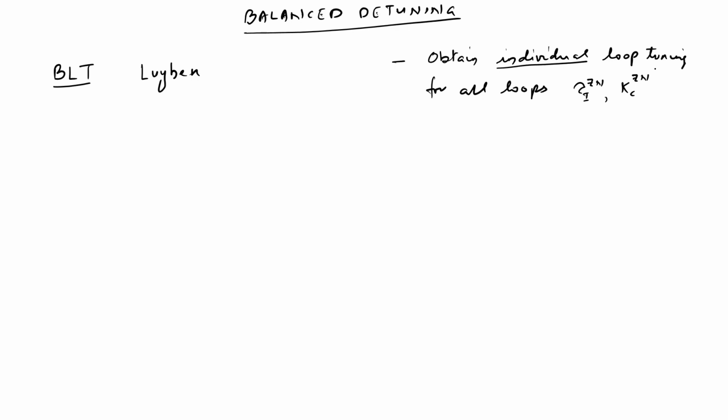And now what we want to do is detune each of these loops by a factor F. So now what I want is F, which is a detuning factor which is greater than 1. And how do we detune it?